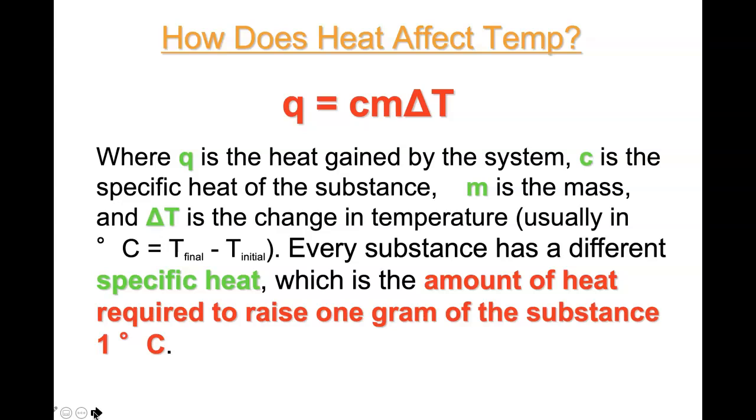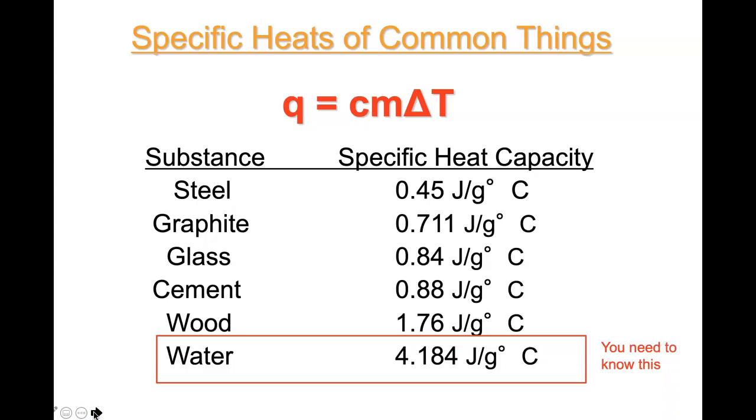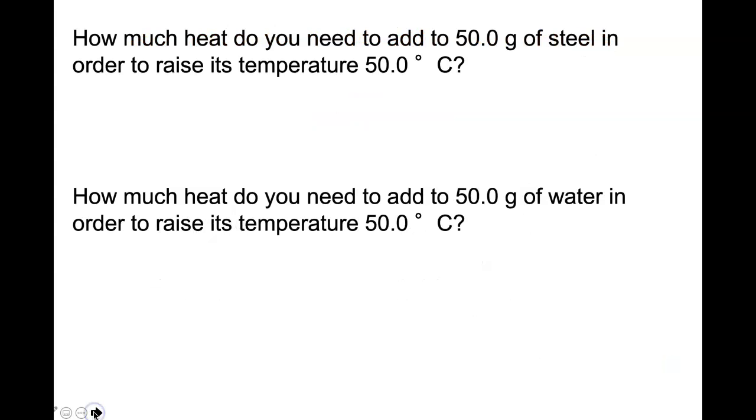And every substance, just like the sand and the water at the beach that I talked about, has a different specific heat. And here are some of those specific heats. You can see that water is really high. Something like steel heats up very quickly, is low. And as I mentioned already, you do need to know that.